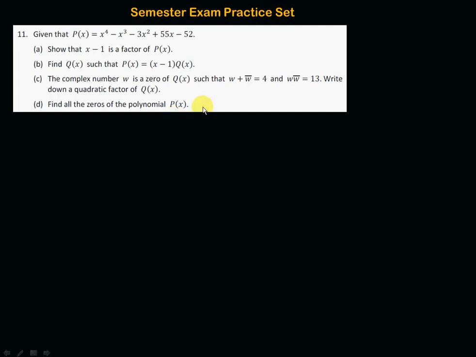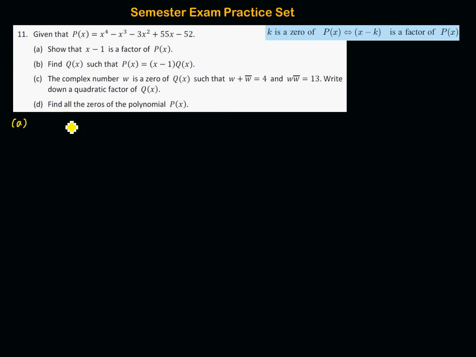Alright, I'm going to begin by reviewing a result of the factor theorem. If a number k is a 0 of a polynomial p(x), then x minus k is a factor of p(x). On the contrary, if we say that x minus k is a factor of p(x), then it will show that k is a 0 of p(x). Now, let's use this result to do part A.